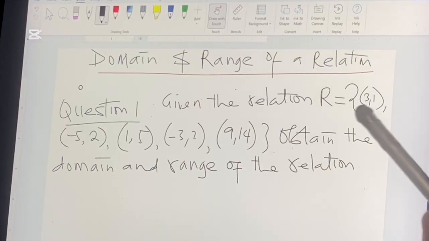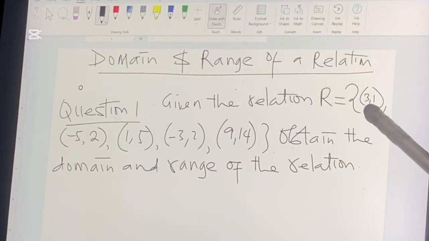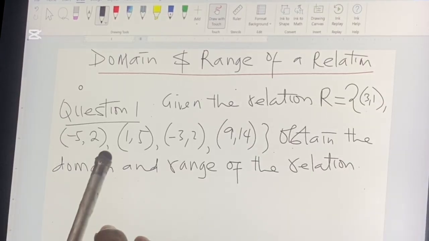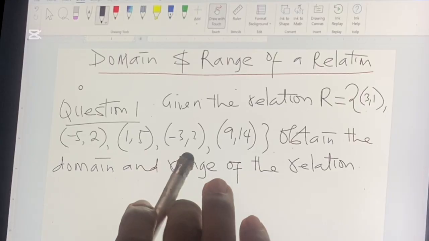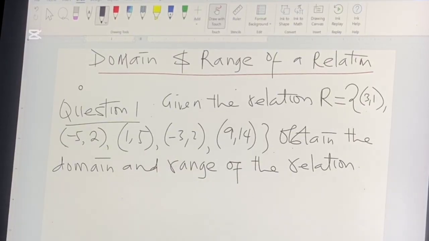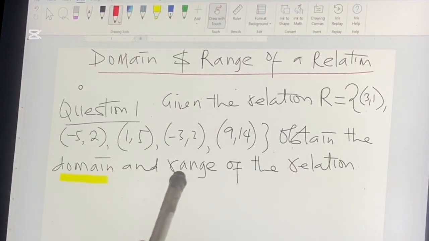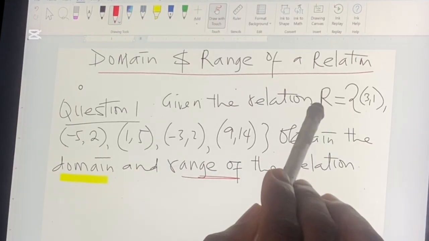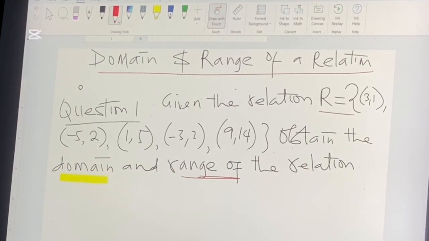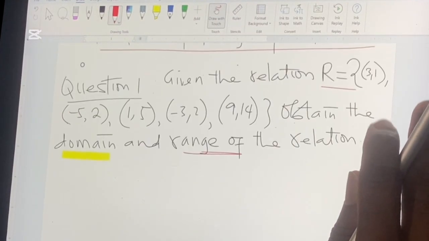They said, given the relation R equal to the set of (3, 1), (-5, 2), (1, 5), (-3, 2), (9, 14). We are asked to obtain the domain and range of this particular relation. Before we solve this question, class, solution first.